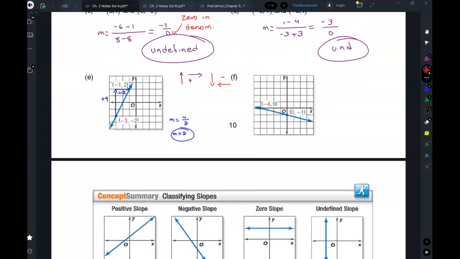It doesn't matter which point you start from for E and F. If you're doing it with the rise and the run, start with the leftmost point and go to the other point. So I'm going to start with the one to the left, this one.